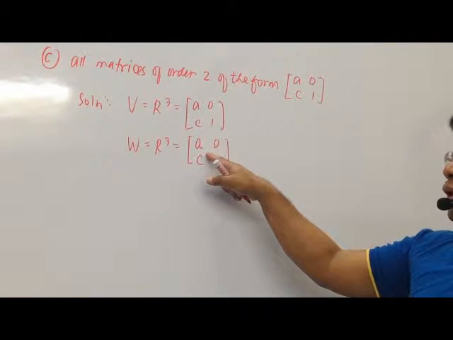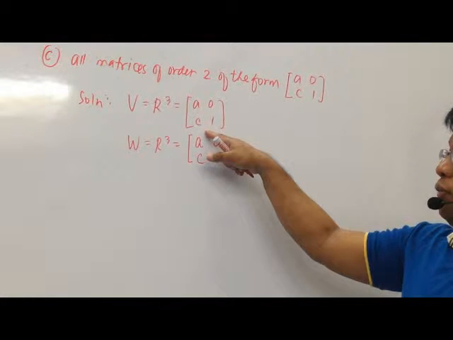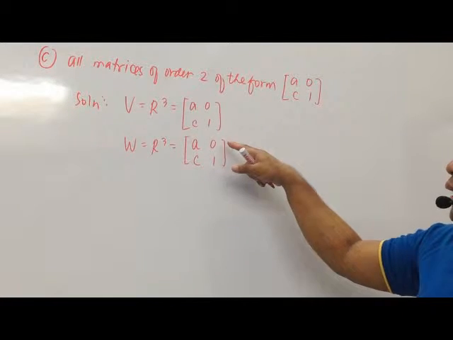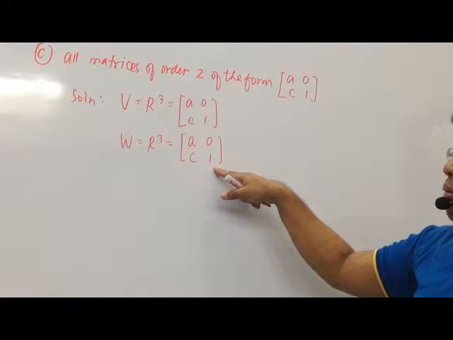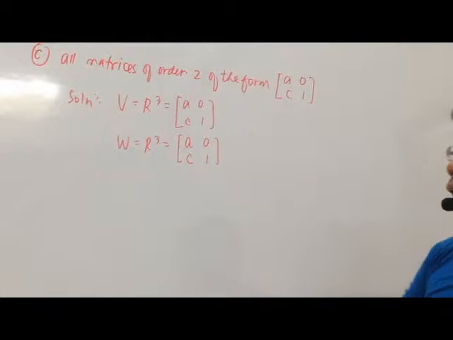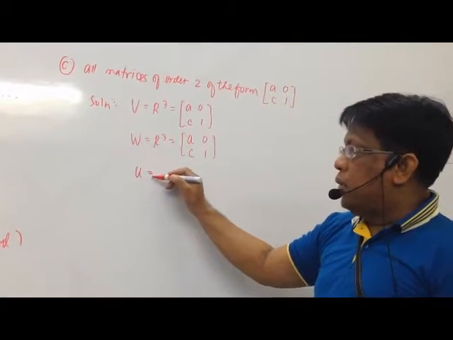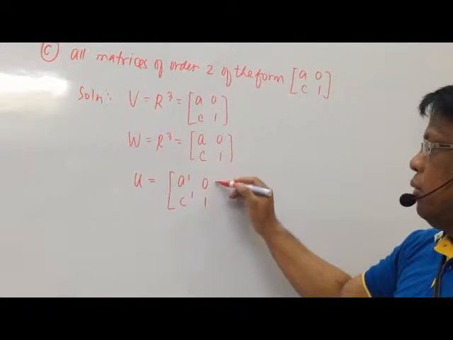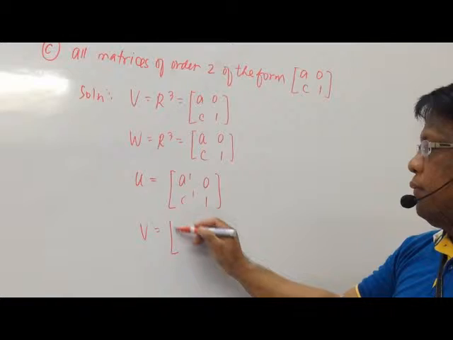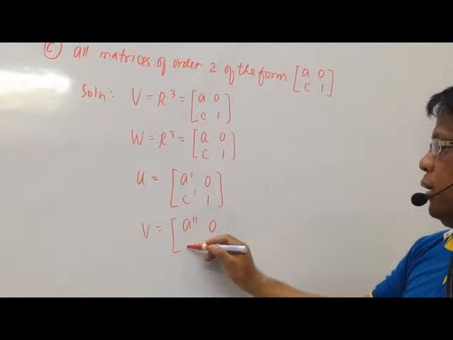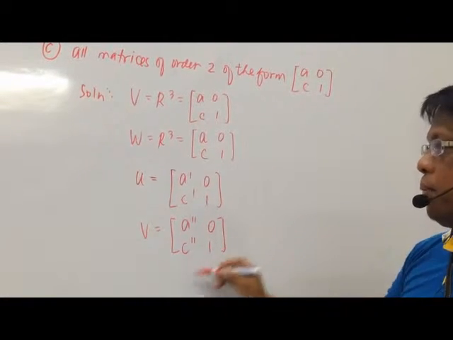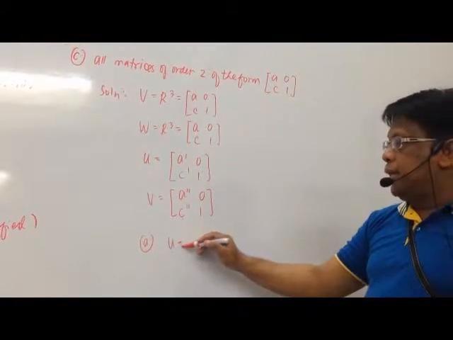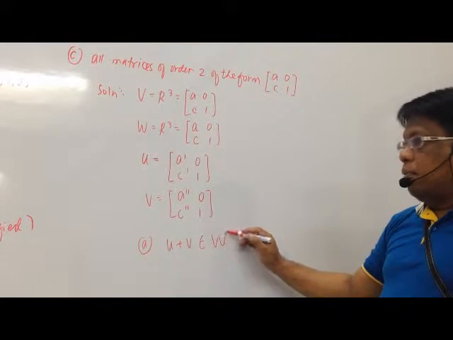It doesn't matter if you have the same representation of the form of V and W, because A and C represent any real number here, and 0 and 1 are also real numbers, but specific ones. Then, class, let us define your vector U. Your vector U will have the form A prime, 0, C prime, and 1, while your vector V will have the form A double prime, 0, C double prime, and 1. Let us now check the first condition. So we have here U plus V. Is it an element in W?